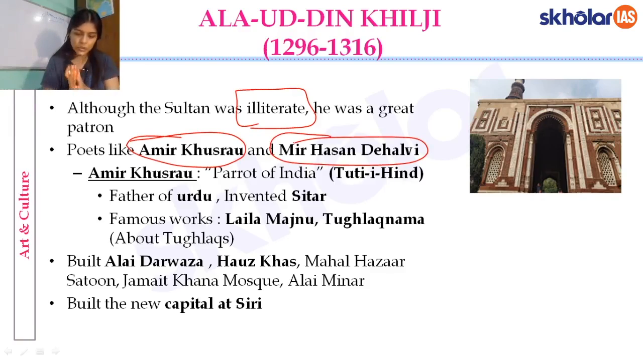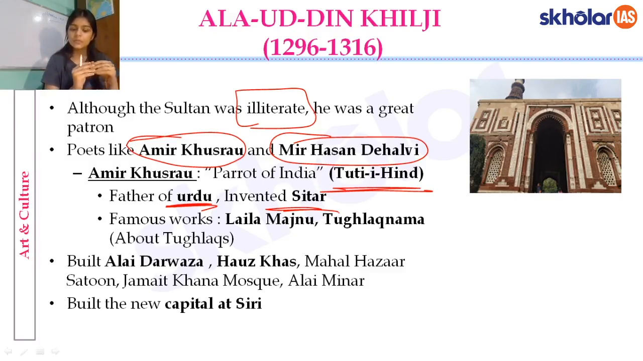Khusro was given the title of Parrot of India, or Tooti-e-Hind, Persian Tooti-e-Hind, Parrot of India. This is essentially a title given to Amir Khusro by Alauddin Khilji only. And Amir Khusro is called the father of Urdu, the language that we speak today, Urdu, Hindi. So he is called the father of Urdu, and he is said to have invented the sitar. He invented the string instrument sitar, which is a very important part of Indian music today.